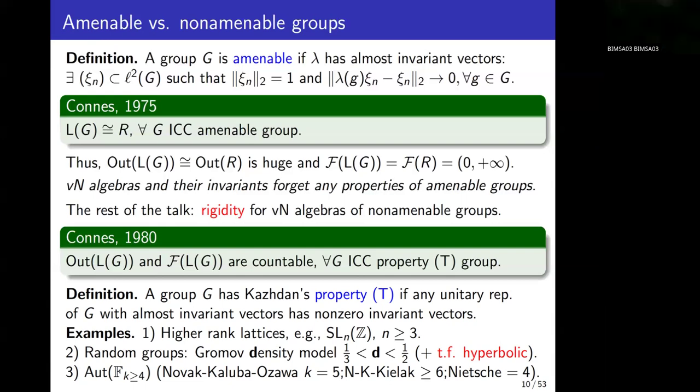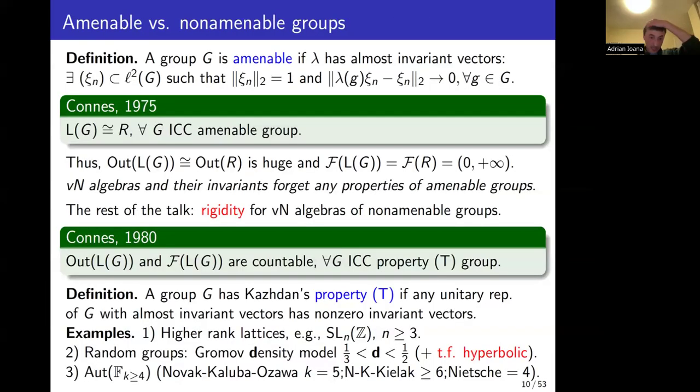Okay, so can you hear me? Okay. What's the meaning of torsion-free hyperbolic? You mean it should be both Gromov's density model and torsion-free hyperbolic? So the meaning, yes, that's a good question. What I mean is that random groups in Gromov's density model with D between 1/3 and 1/2 have property T and are torsion-free and hyperbolic. Okay, that's not an assumption. That's a property of such random groups. Is that okay? Yeah. Okay, perfect.